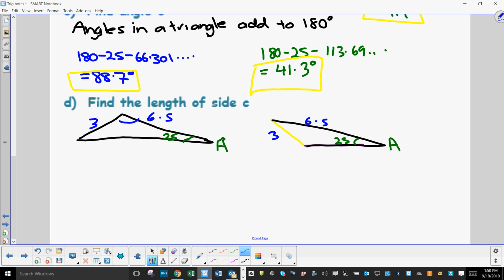You can use sine rule because you know this angle too. So feel free to practice using whichever one makes you happy, sine rule or cosine rule, because we know this one's angle B. Yeah, because you worked out angle C up here.